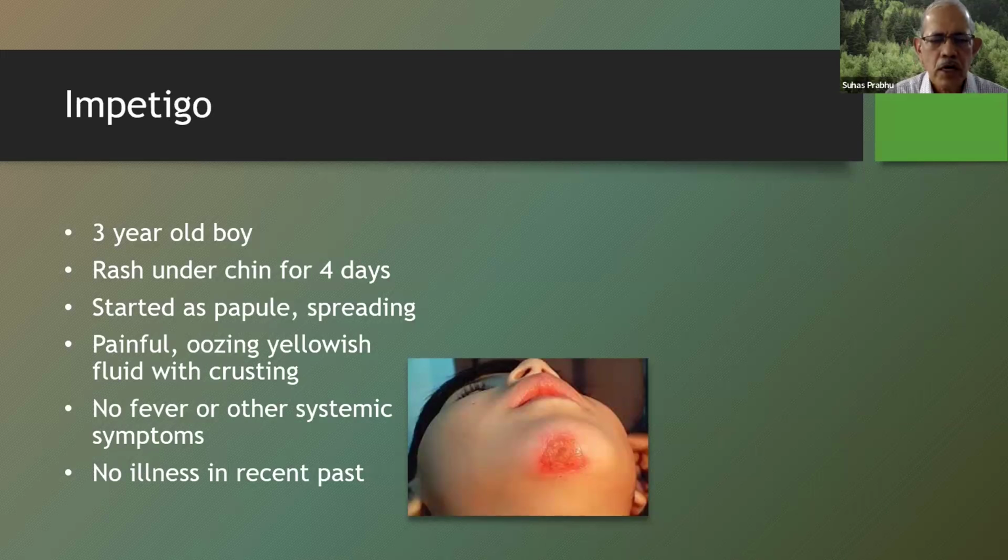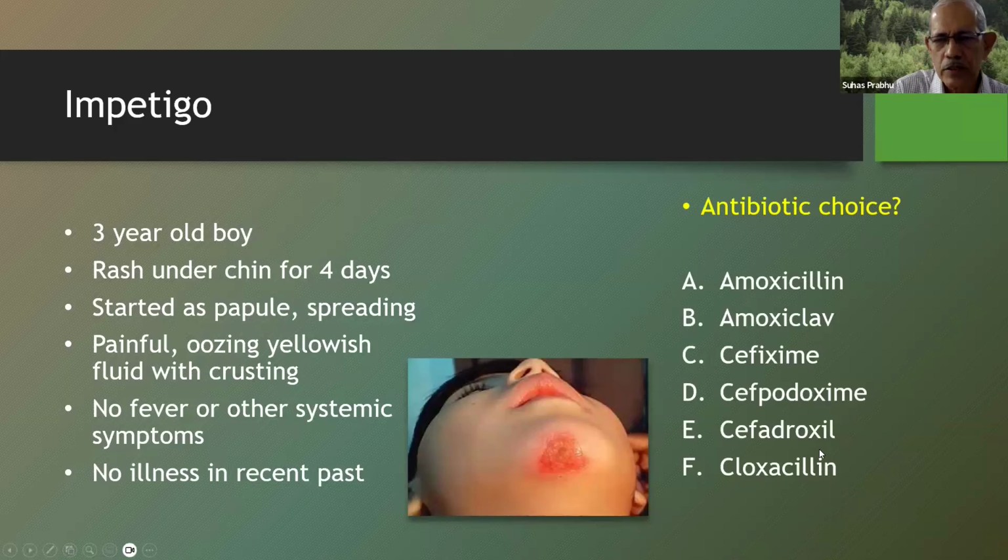So this is, of course, a condition we call impetigo. Impetigo is a skin infection or pyoderma that affects only the superficial layers of the skin. The lesion looks very typical of impetigo, and we know that there is no systemic affection because I mentioned that there is no fever or any other systemic symptom. The child's appetite is good, he's eating well, only he has this local lesion. So this is impetigo.